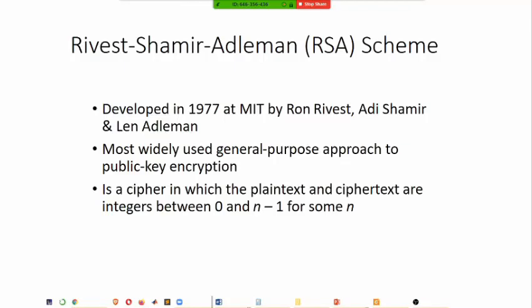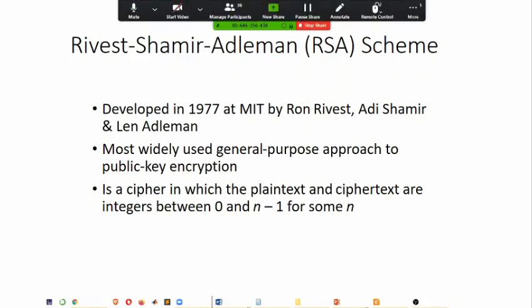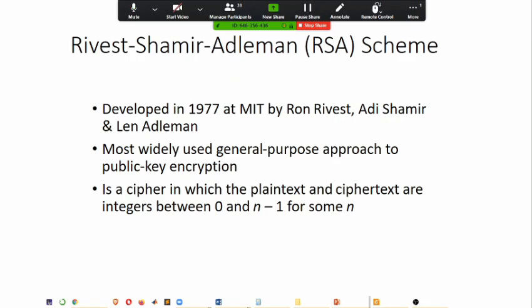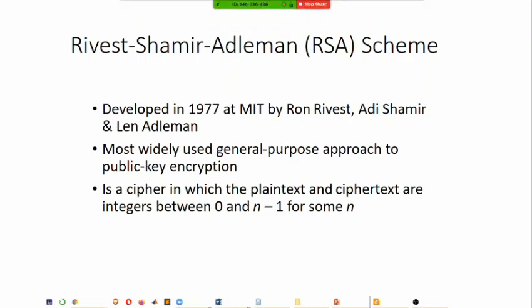RSA is a public key cryptographic algorithm that was developed by three people, Rivest, Shamir, and Adleman. So the algorithm goes by the first letter of the three participants who worked together. This is a general purpose algorithm which works on the public key encryption standard, and generally we'll be working with numbers.